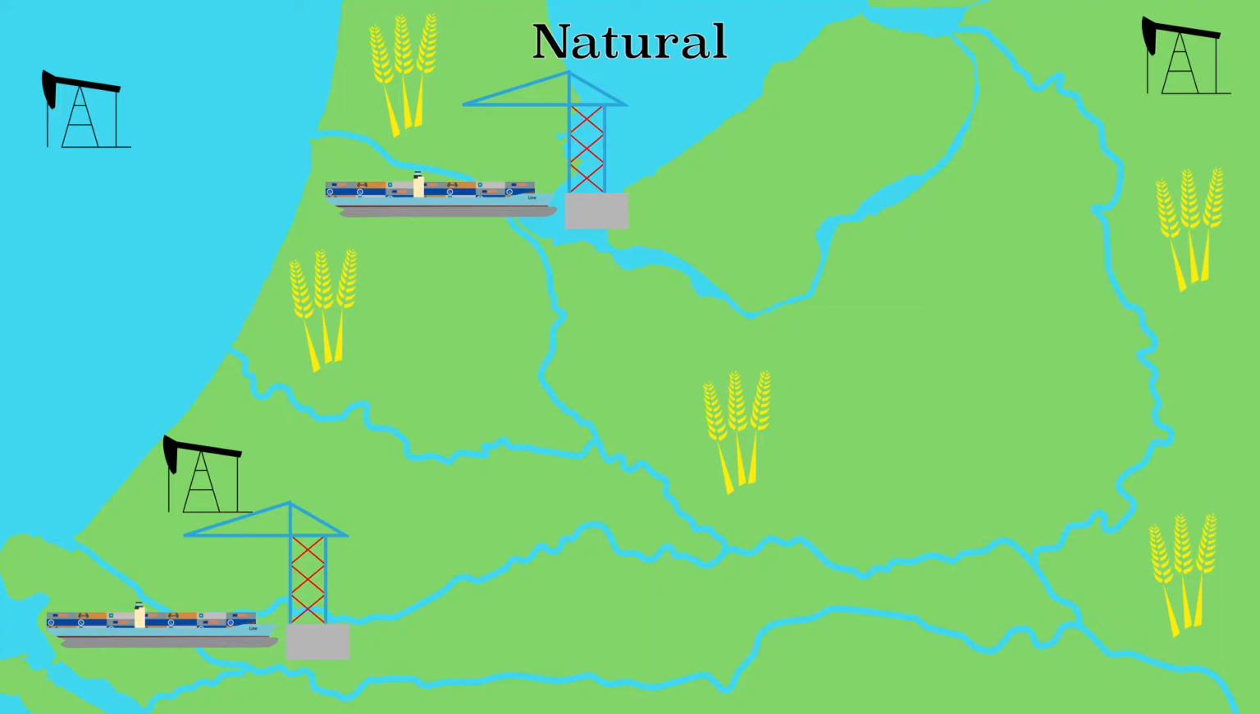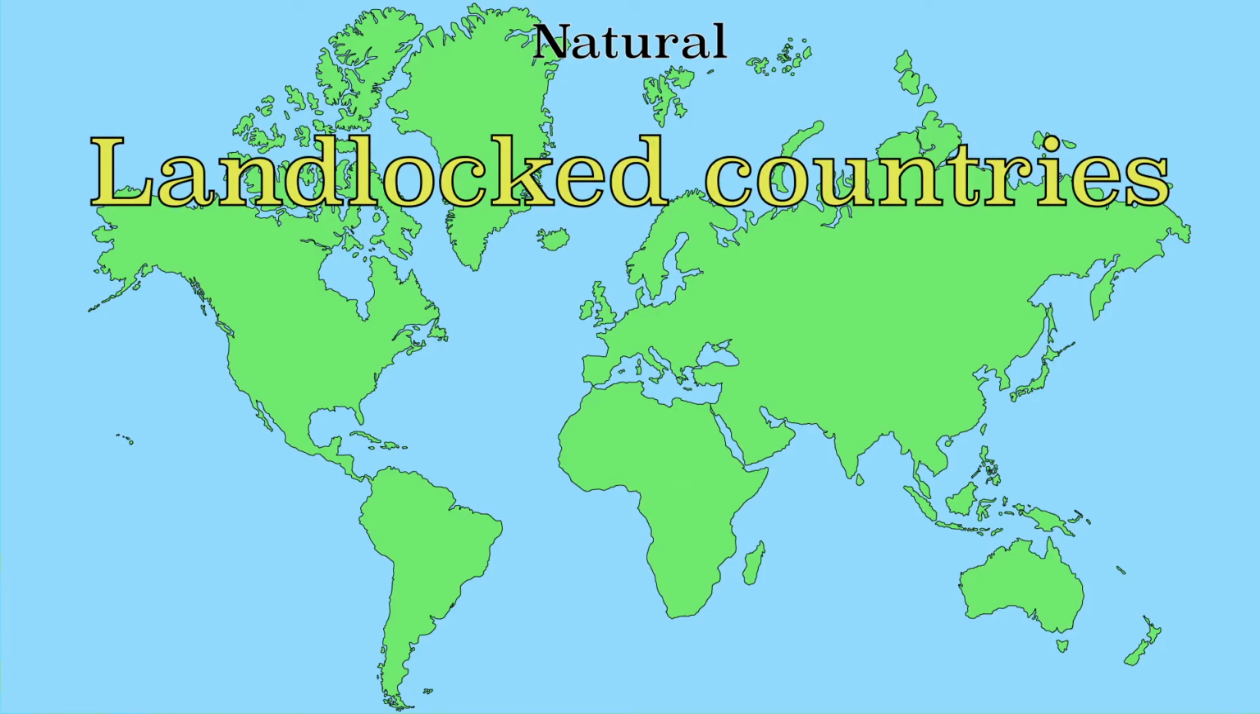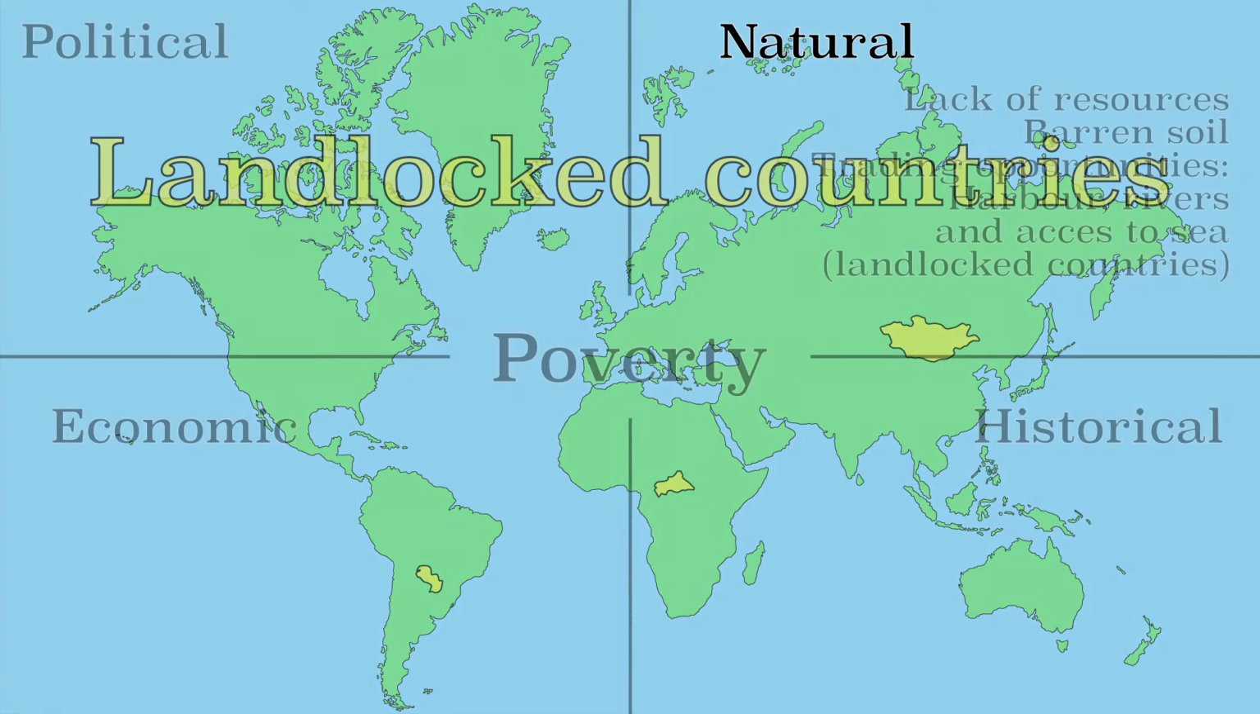Other countries lack these opportunities and therefore have fewer opportunities for development. For example, some countries do not have access to the sea. We call these countries landlocked countries. These are countries that do not have access to the sea but are therefore dependent on their neighbors for trade. Examples are Mongolia, the Central African Republic and Paraguay.